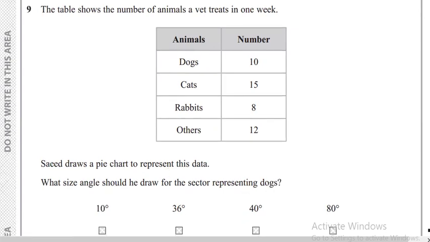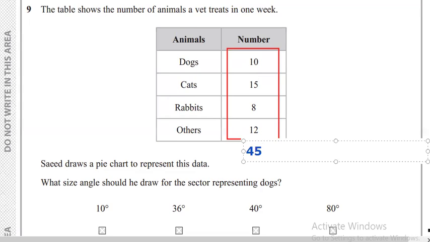First thing we do, we have to add all the animals together. We add all of these together to find the total number of animals. So 10 plus 15 is 25. 25 plus 20, which is 45. So the total number is 45. Now we know the total number. We can find the angle representing dogs.